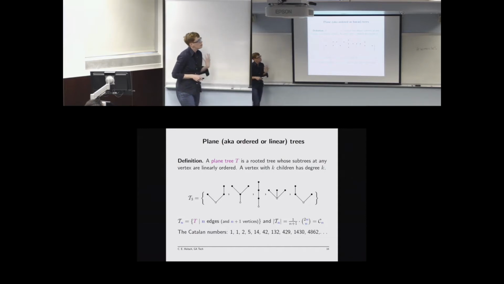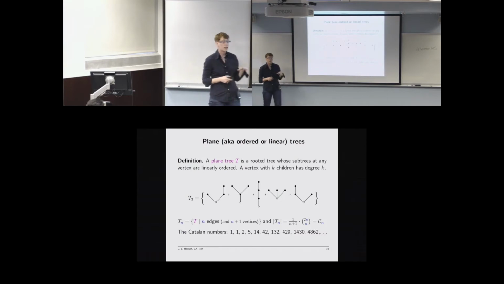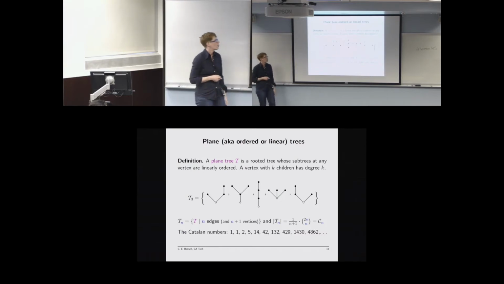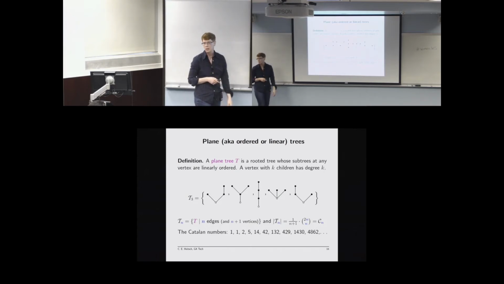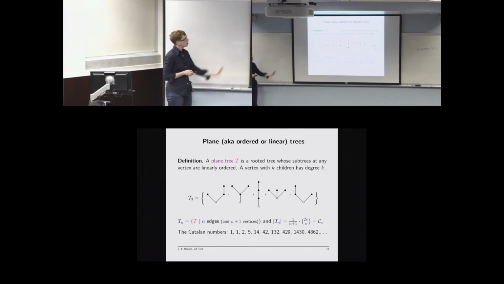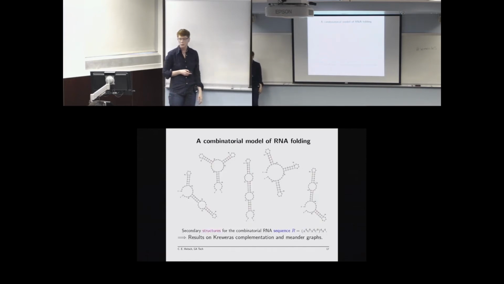And these are one of the many sets of combinatorial objects that are enumerated by the sequence of Catalan numbers. So I think Stanley has upwards of like 140 different instantiations of this sequence on his webpage. So it's a really well-studied class of combinatorial objects.